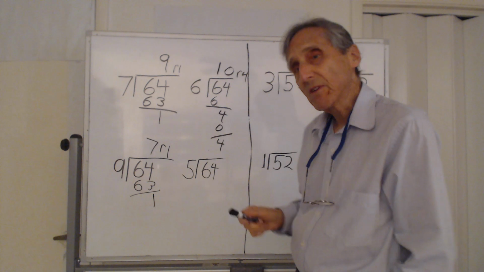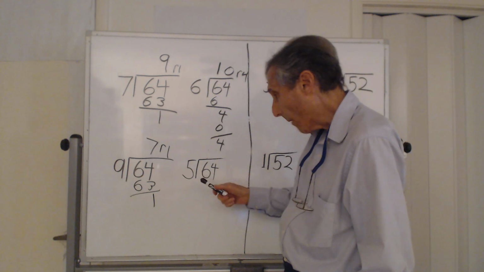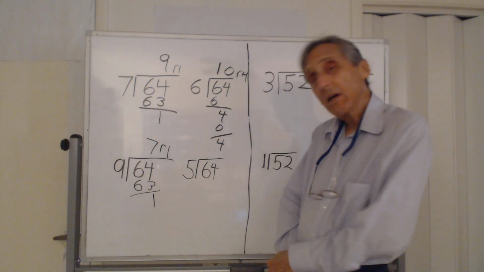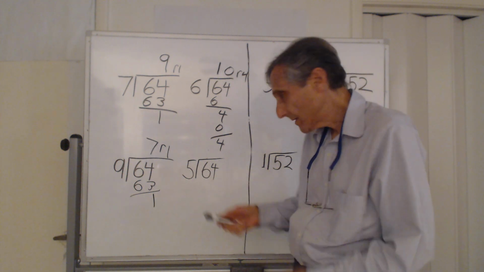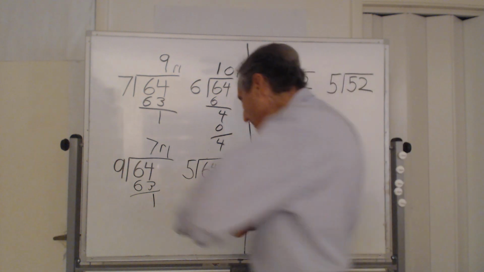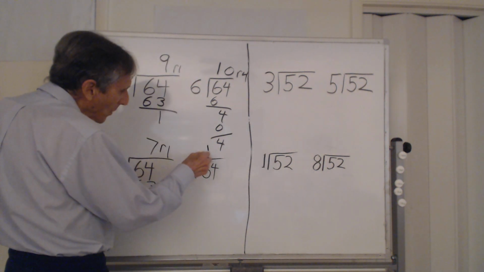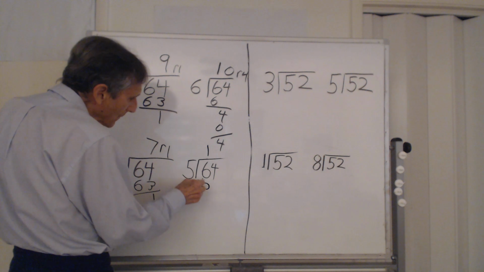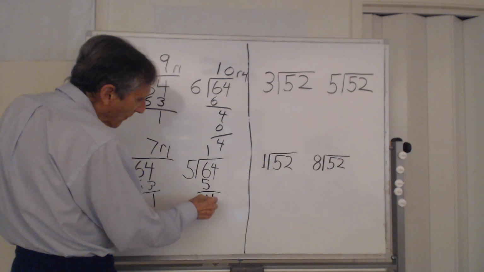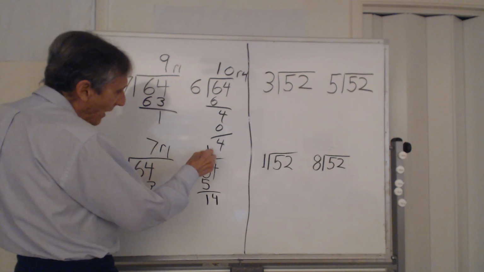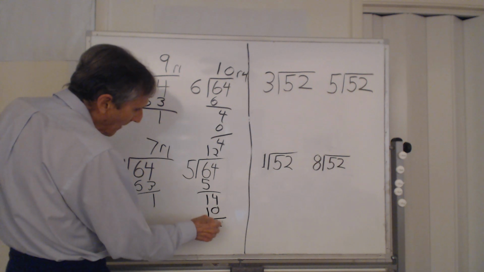Next one, 5 divided into 64. Well, the divisor is smaller than the tens place. We can divide that into that. So it's going to be two steps. We're going to divide the 6 and the 4 separately. Here it is. 5 goes into 6 once. 1 times 5 is 5. 6 take away 5 is 1. Bring down the 4. 5 goes into 14 twice. 2 times 5 is 10. Remainder 4.